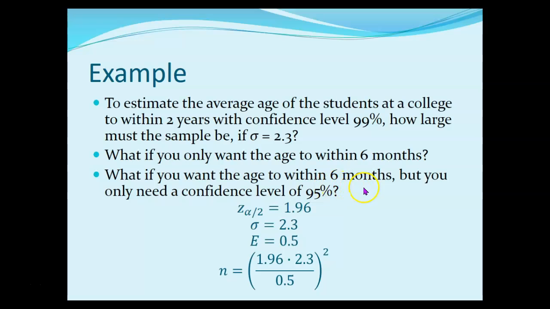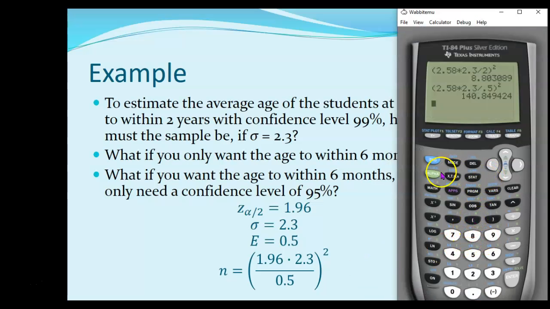What if you want the age to within 6 months, but you only need a confidence level of 95%? So that's going to change your z sub alpha over 2. You're going to be using 1.96. Same formula, but for a 95% confidence level, the z sub alpha over 2 number is 1.96. And let's see what we get from that. 81.288 and so on, and rounding up, always round up for the sample size, we get 82. So you would need a sample of at least 82 students.